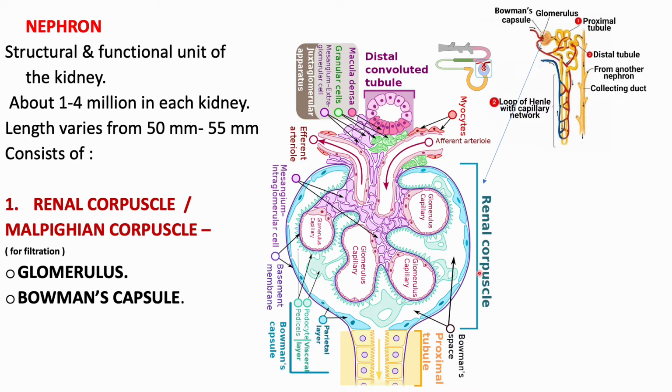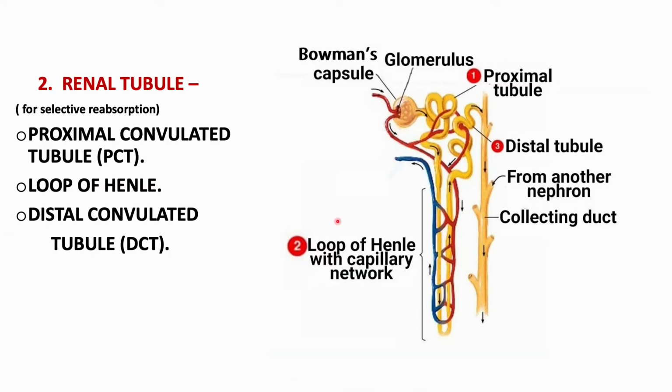It consists of the renal corpuscle or Malpighian corpuscle, which is considered the unit of filtration, and it consists of the glomerulus and the Bowman's capsule. The Bowman's capsule is the outer part, whereas the glomerulus is the inner part. The other is the renal tubule, which is for the selective reabsorption of material, and it consists of the proximal convoluted tubule, then the loop of Henle and the distal convoluted tubule.